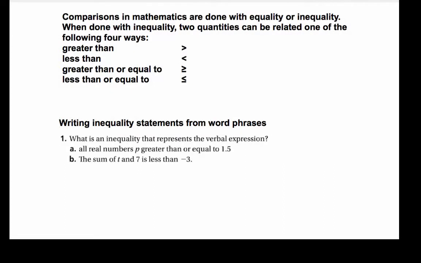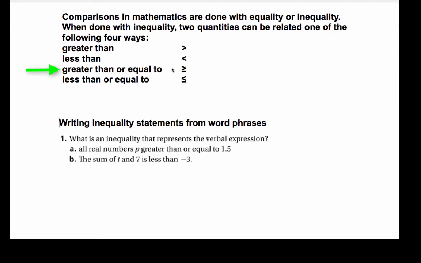So comparisons in mathematics are done with equality or inequality. Things are either equal to each other or they're not. When done with inequality, two quantities can be related one of the following four ways. We could have one quantity greater than the other, so we would use the greater than symbol. Two quantities can be less, one can be less than the other. So if one is less than the other, we use this symbol.